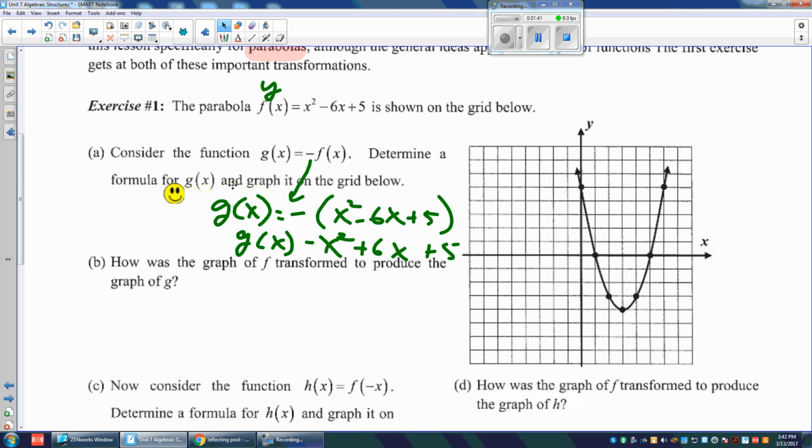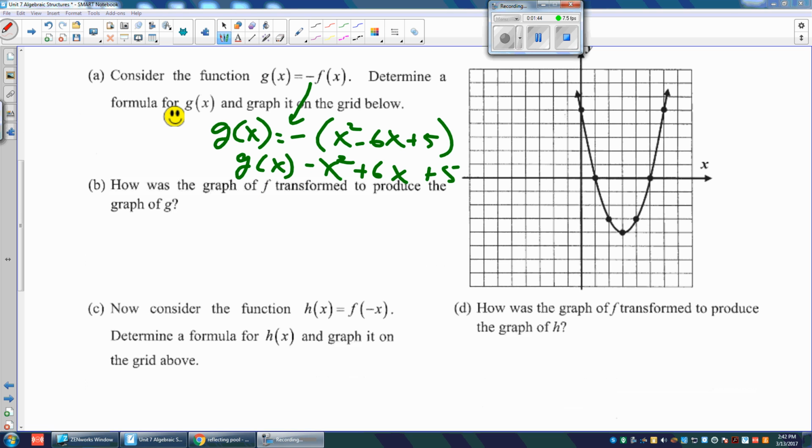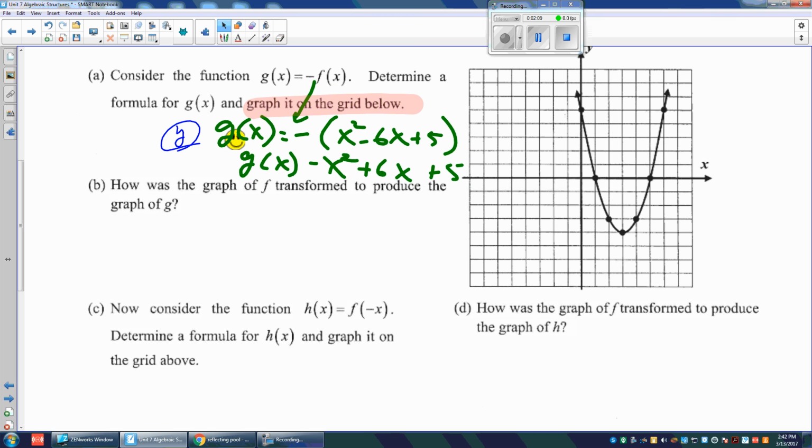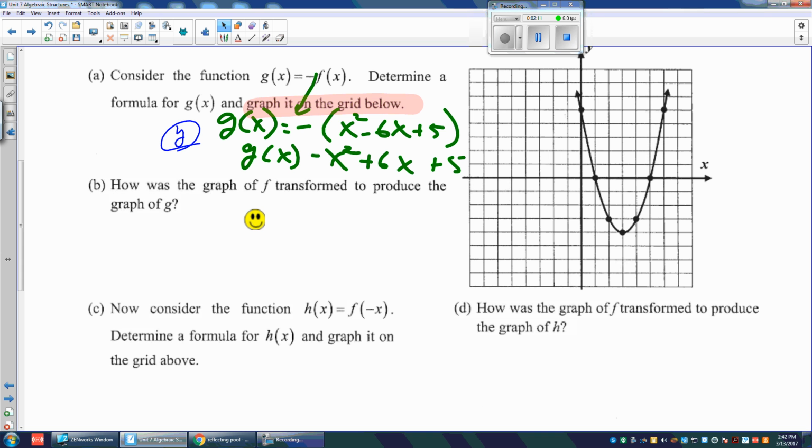How is the graph of f of x transformed to produce the graph of g of x? This takes a little bit of thinking. I'm not going to use my graphing calculator to graph it on the grid over there. I am going to do the thinking about it. This part says I plug in a number, I get an answer here, then I take its negative. Remember, this stuff is the y value. So what I'm going to do is take the y values and make them negative. It's as easy as that.